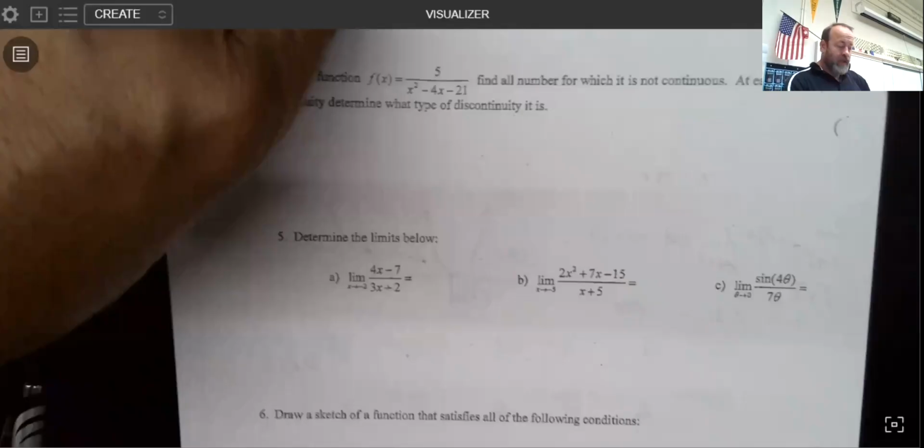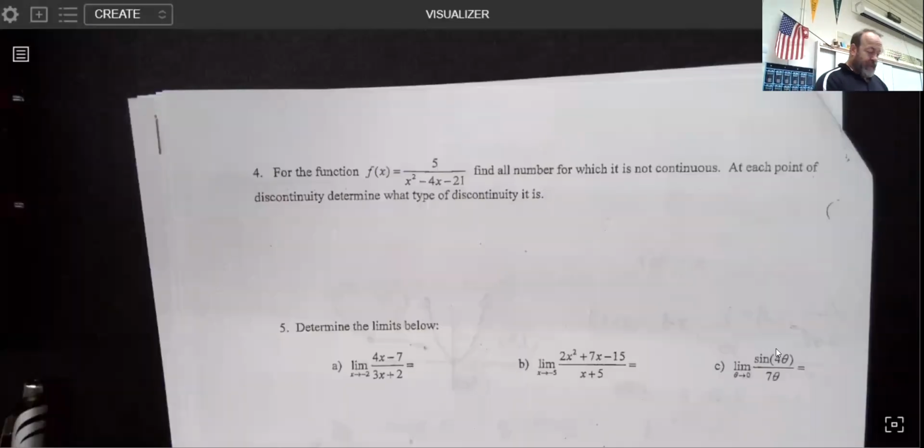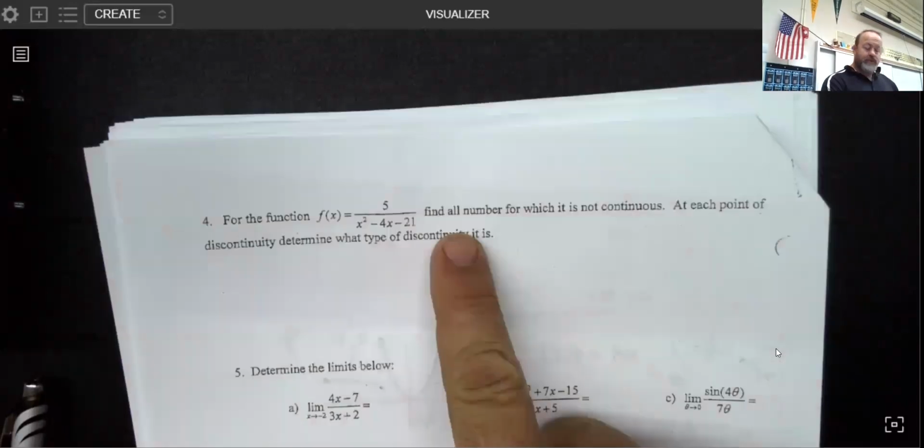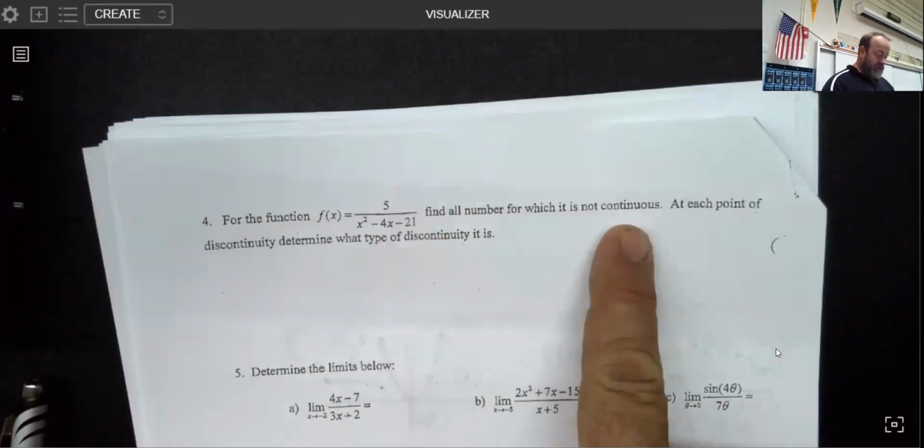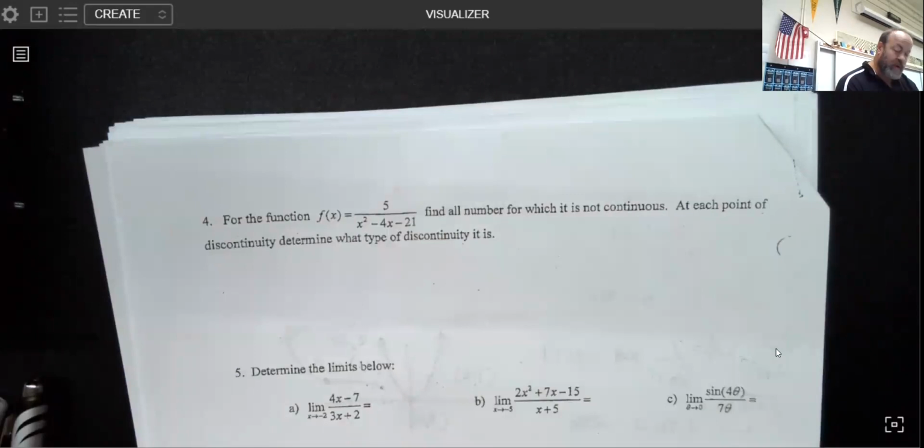Okay, so let's take a look at that second page of that review. We've got another one of those interesting little piecewise defined functions on it with a little question of a graph that sometimes confuses people, but here we go. We've got a function here, and we're going to find all the numbers where the graph is not continuous. So again, just harping on that idea of what continuity means.